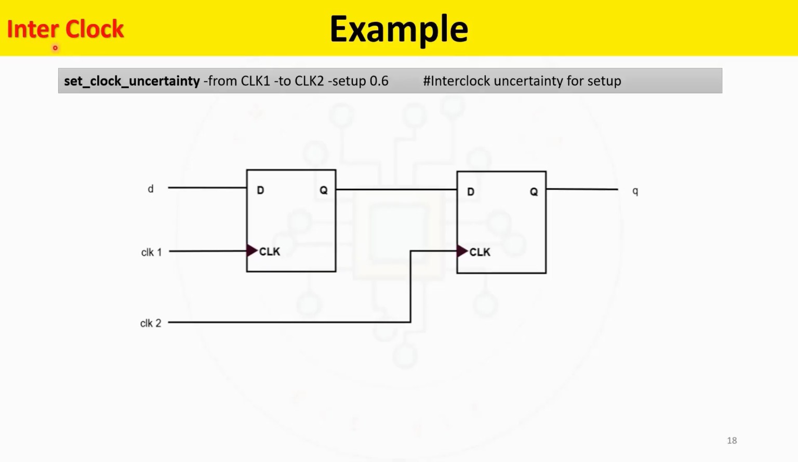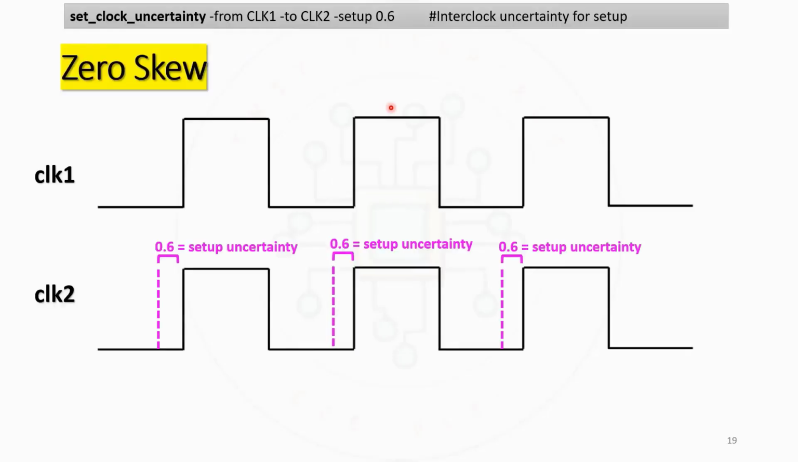This is related to inter-clock uncertainty. Inter-clock means two different clocks which will be applied to two different clocks. Here clock 1 is applied to the launch clock and clock 2 is applied to the capture clock. So the constraint here is set_clock_uncertainty -from clock 1 -to clock 2 and -setup. Here we are going to use an uncertainty value of 0.6. Now let us see how the waveform looks.